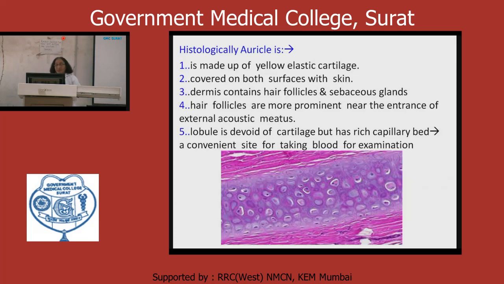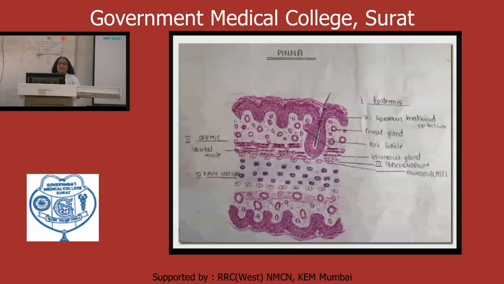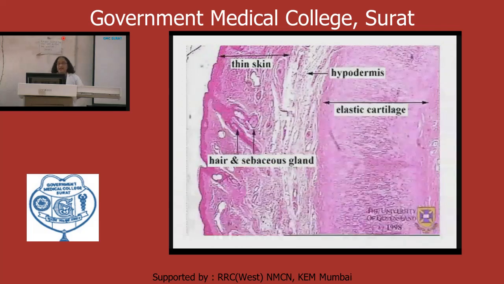Now here the figure shows the histological area in the slide. Again you can see in the given diagram, on one side the epithelium is the skin epithelium, stratified squamous keratinized. Then the dermis consisting of the hair and the sebaceous gland. Then the hypodermis, and the central core is composed of elastic cartilage.